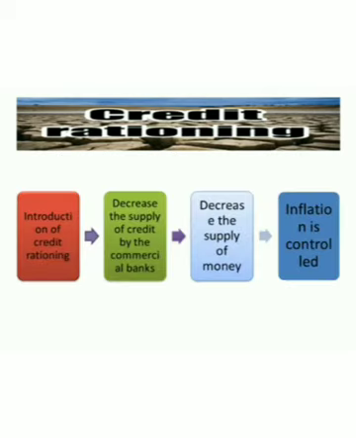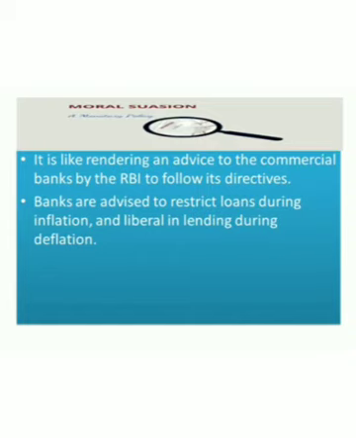So during inflation, credit rationing will be introduced by the RBI, which helps to decrease the supply of credit by the commercial banks, and which helps to decrease the supply of money and inflation will be controlled. While during deflation, RBI will withdraw the credit rationing and more credit can be asked for by the people, which will increase the supply of credit by the commercial banks and it helps to increase the money supply and deflation will be controlled. Next is moral suasion.